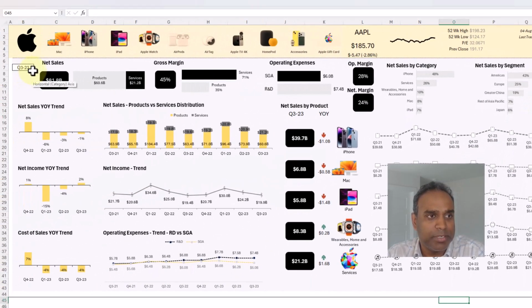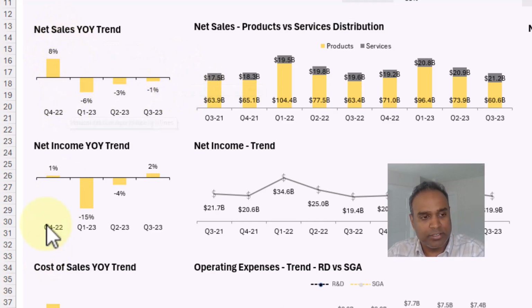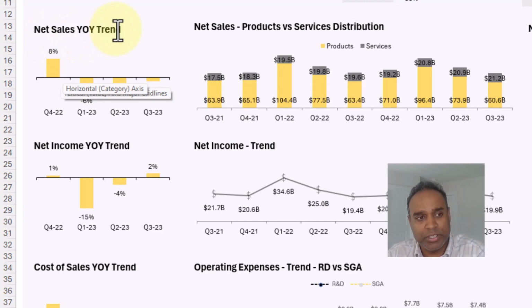And again, all of these metrics you can change to the previous quarter, for example, and I can see the net sales and all of this information up at the top do update based on the quarter we select. I also provide a lot of year over year and quarterly trends below. So let's talk about the first column here, the net sales year over year trend.